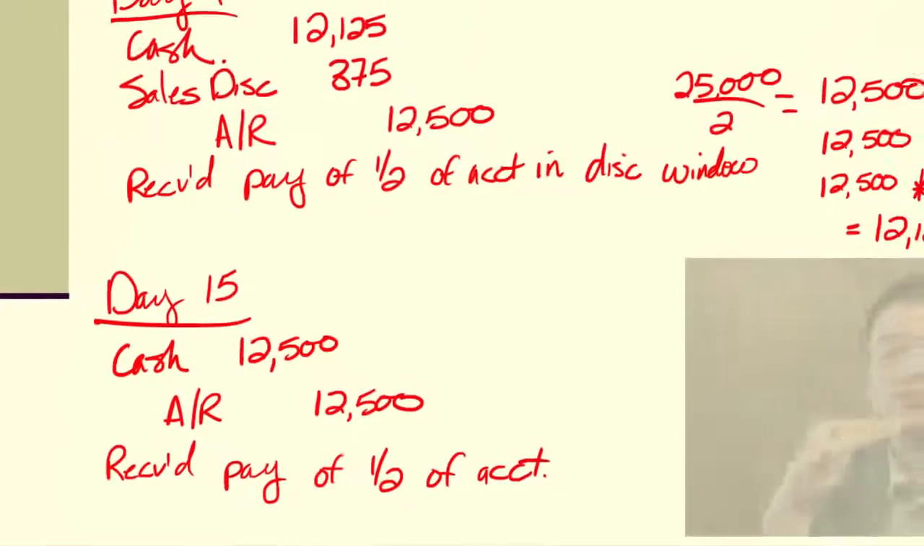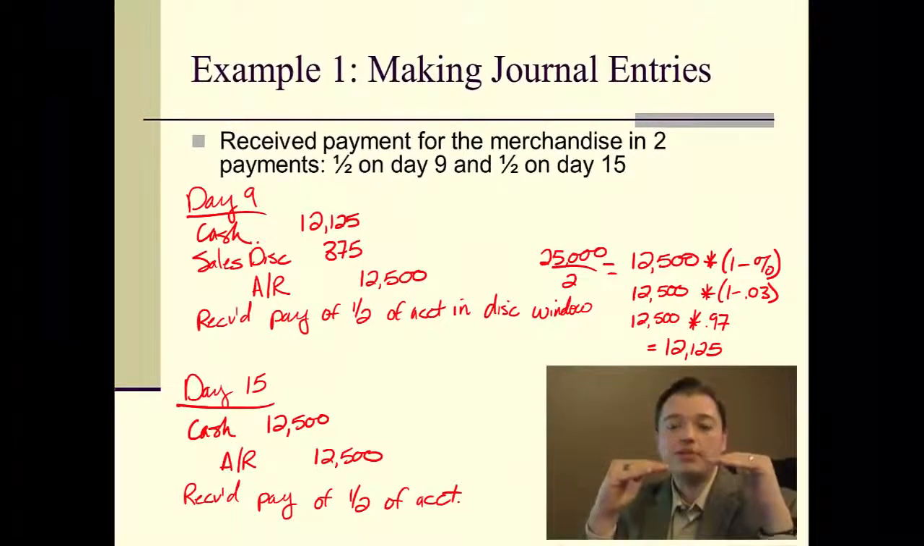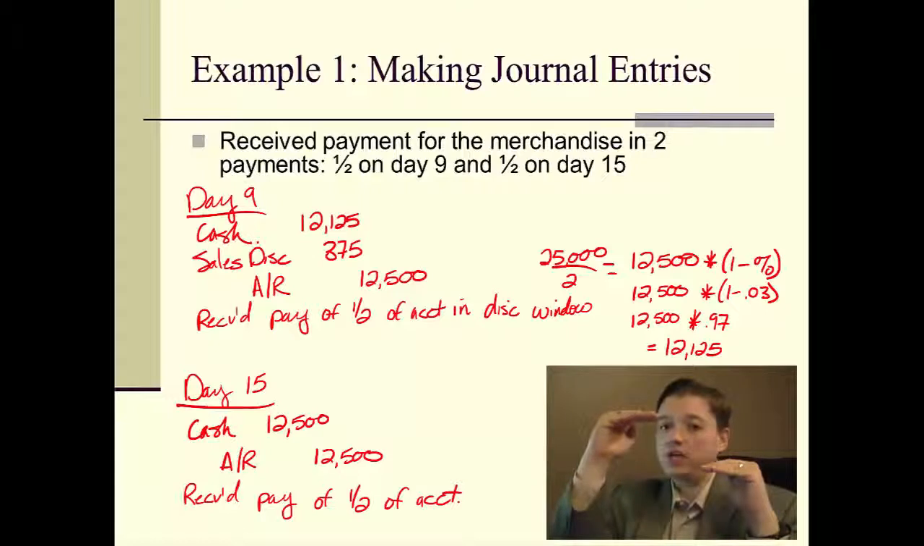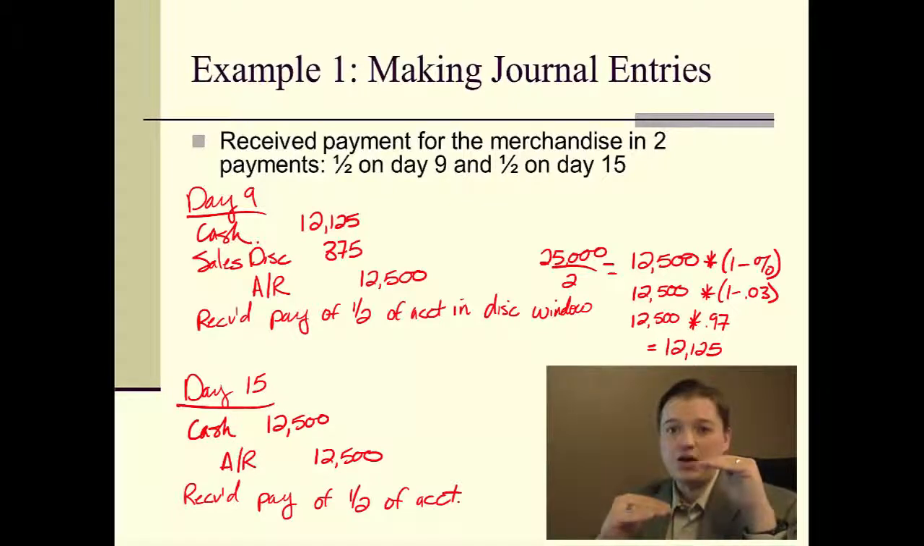Let's go ahead and take a look at this like we've done before. Assets equals liabilities plus equity. What happens? Well, let's see. We get cash of $12,125. So that goes up. Then we credit accounts receivable, $12,500, so that asset goes down, and now we don't balance. Well, we have that other debit for $375 to sales discounts.